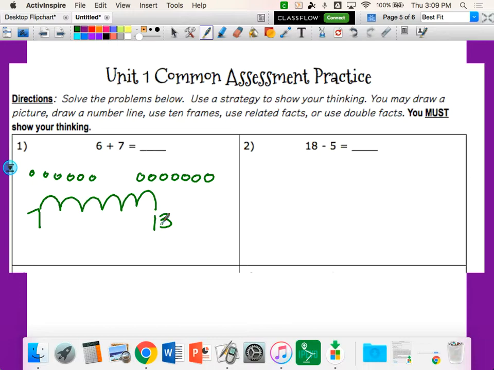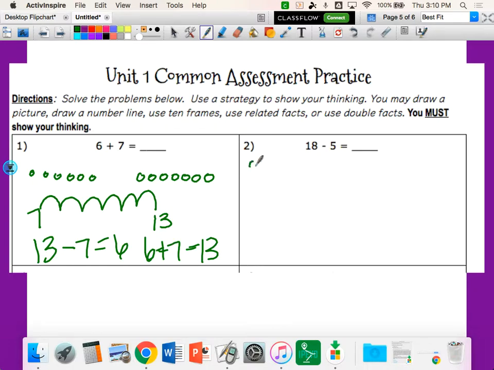With addition, this is kind of the easiest one, but I did have one child who said, well, I know that 13 minus 7 equals 6, so then 6 plus 7 should equal 13. Those related facts come more in handy when they're using subtraction, especially with checking their work, which I strongly urge them to do when we get to word problems.